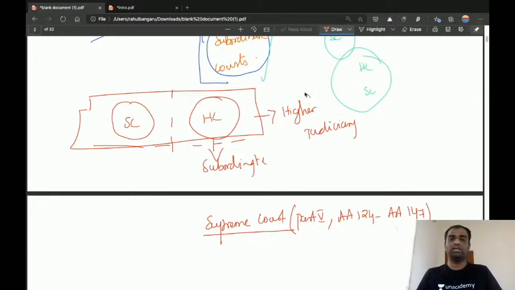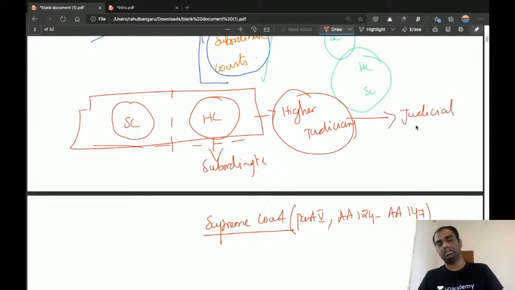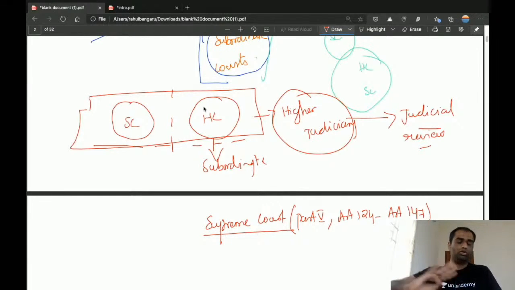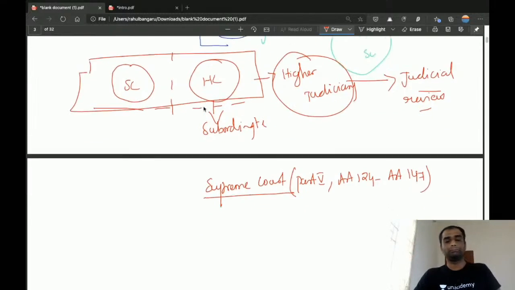Now only the higher judiciary is given the power of judicial review. Only the higher judiciary in India is given the power of judicial review. That's why we are distinguishing the higher judiciary and subordinate courts. Only the higher judiciary, that is both the Supreme Court and High Court, are given the power of judicial review, not subordinate courts. Anything below the High Court is called a subordinate court. Even the district court is called a subordinate court. Is that clear, Rajkumar?